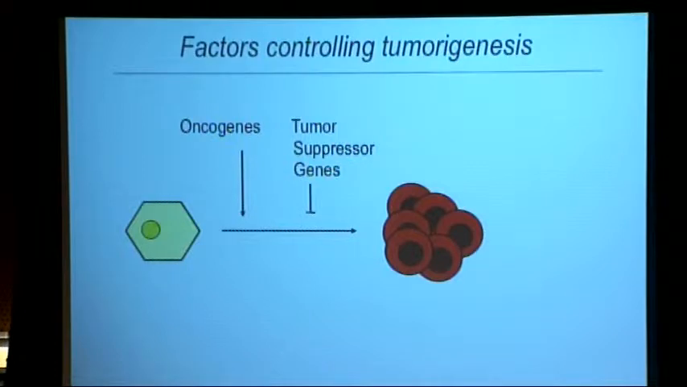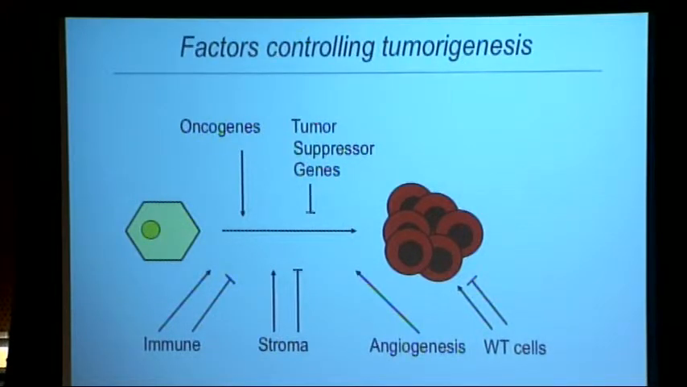And if that weren't complicated enough, cancer cells don't sit alone. They sit in the body and interact in important ways with other cells, including cells that try to inhibit their growth, like cells of the immune system, and other cells that promote their growth, like cells of the vasculature. And so there are very significant cell-cell interactions that take place during tumor development.